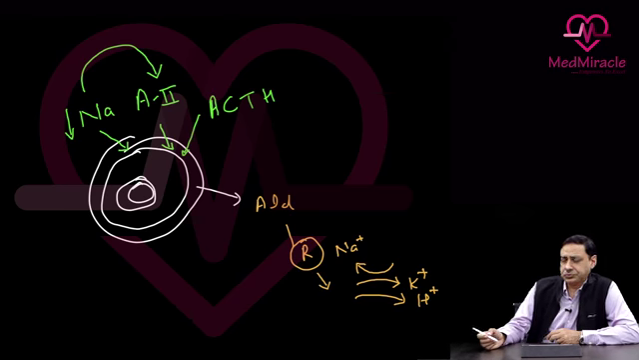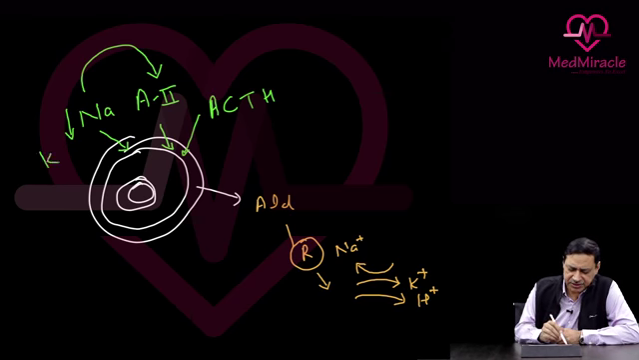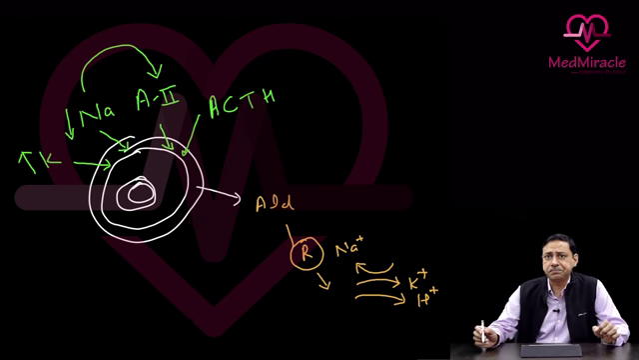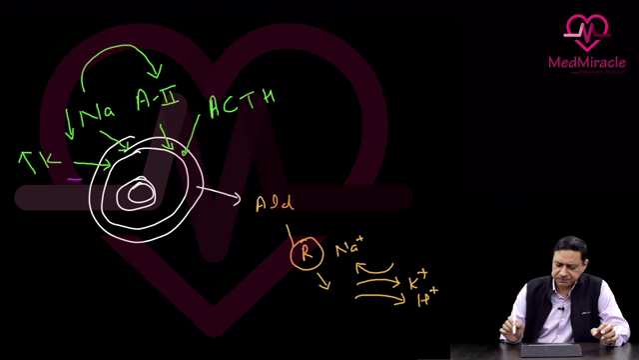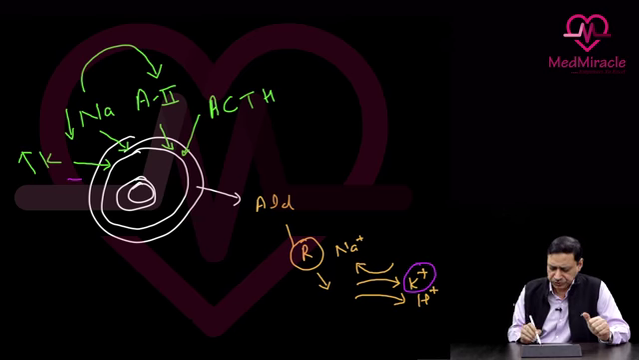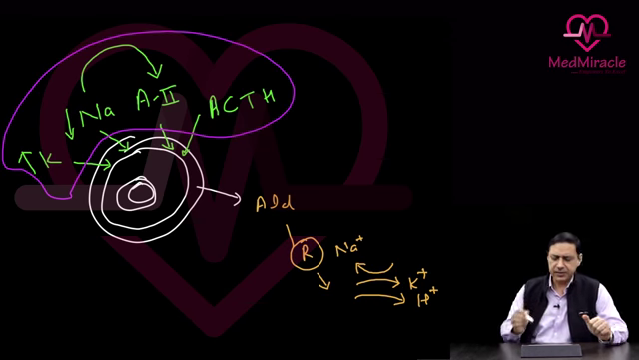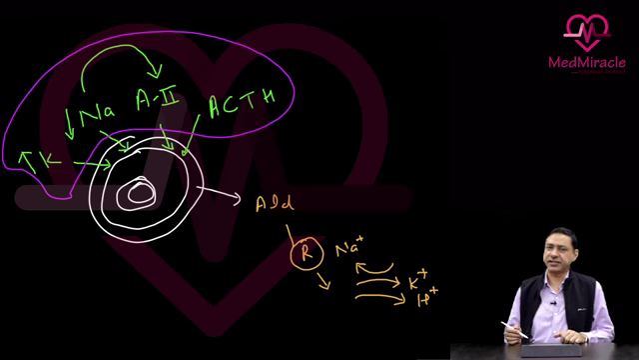Another is high potassium. If plasma potassium is more, hyperkalemia, that is again a strong stimulator of aldosterone release. So plasma potassium will be more, aldosterone will be released, potassium will be excreted, so potassium will be normalized. So it is a potassium regulating mechanism also. These are the 4 factors which lead to the release of aldosterone from the adrenal cortex.